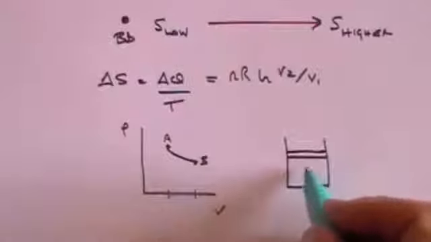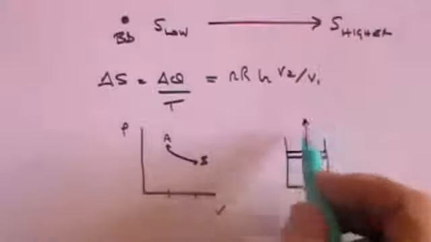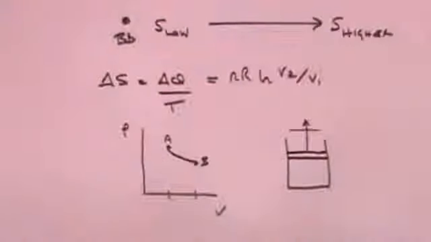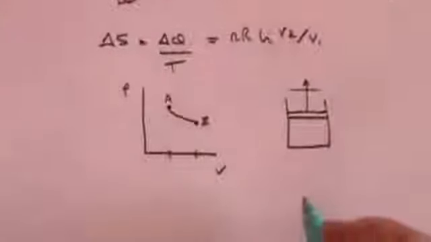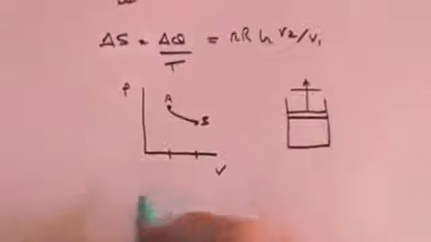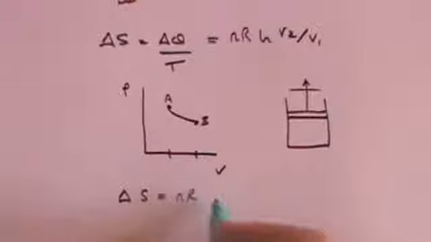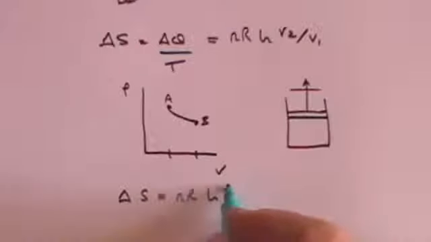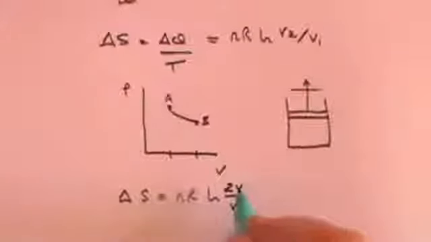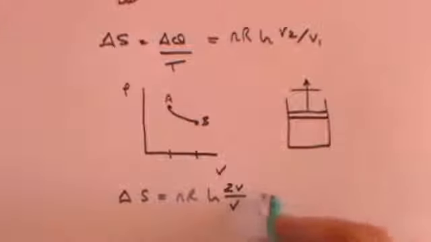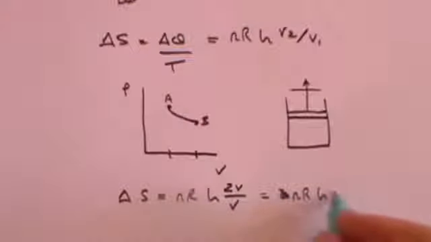then the piston moves up and you've got twice the volume of gas that you had before. Well, if that's the case, we can take this formula here and we can say that delta S is equal to nR times the logarithm of 2V over V, because the volume has doubled. So whatever the volume was, it's now 2V, which is nR times the log of 2.